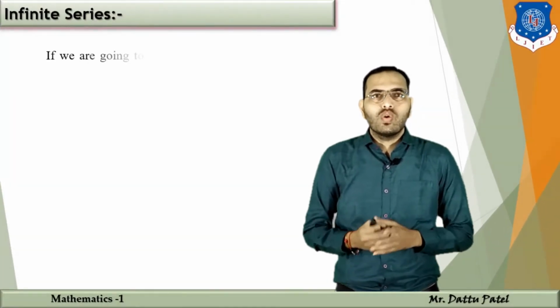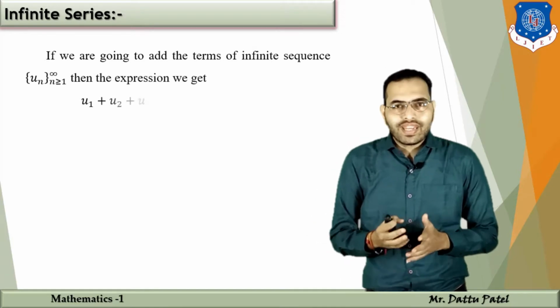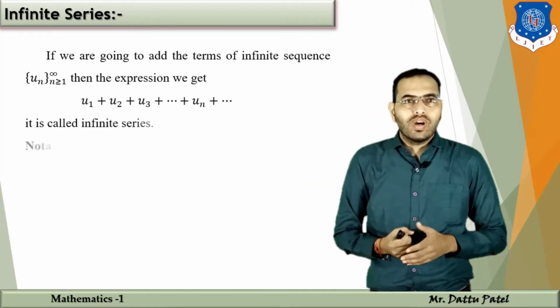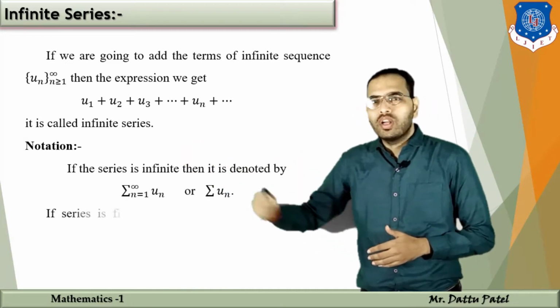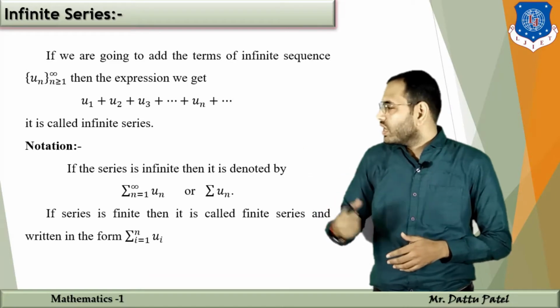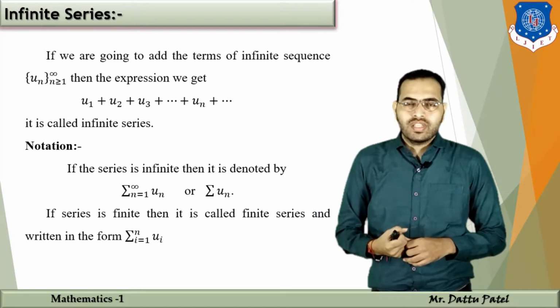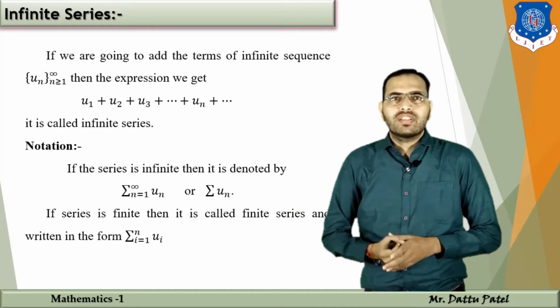If we add the terms of an infinite sequence, that can be expressed as u1 plus u2 plus u3 up to un and so on. It is called the infinite series. Now let's see the notation of the series. Basically a series has two types, finite series and infinite series.